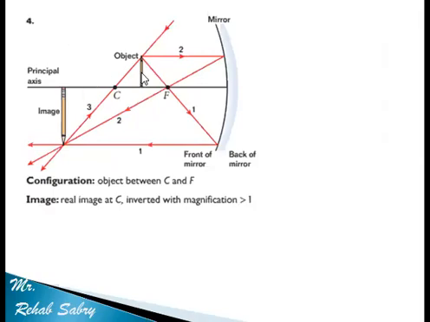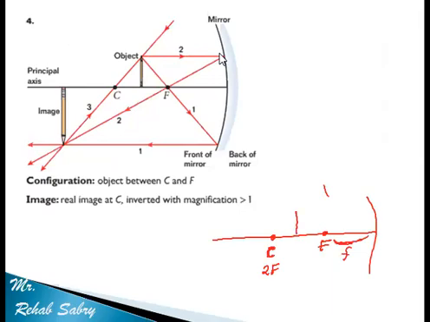Okay, so this is the object. What will happen? We will send two rays. This is the first one. This is C or 2F, and this is F. We said capital F is the point, and the distance is called small f. Well, where is the object? The object is here.